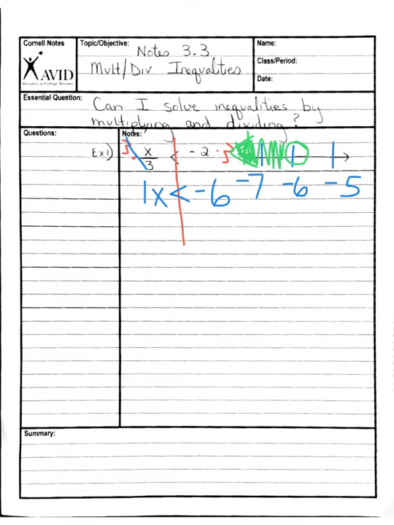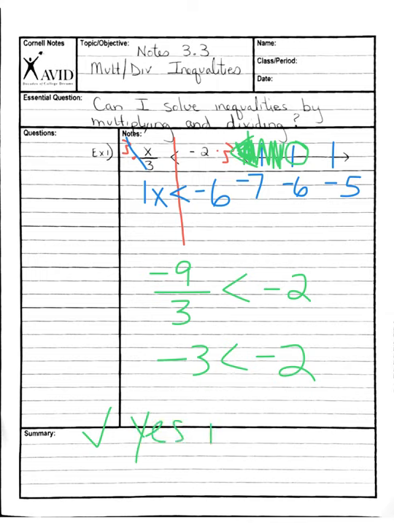And so I want to check this. I want to make sure this worked. And so let's go ahead and check it. I'm going to pick a negative 9. I know negative 9 is less than negative 6. So negative 9 divided by 3, less than negative 2. You can pick any number that would be shaded in green to the left of the negative 6, and you put it into the original where the x is. And I get negative 3 is less than negative 2. And so yes, check, yes, it works.